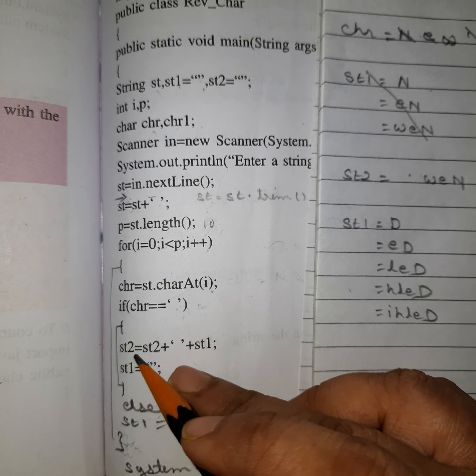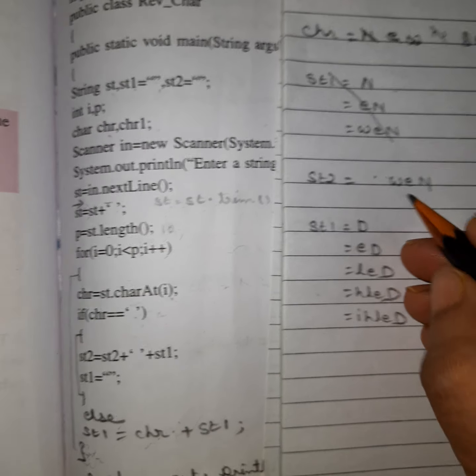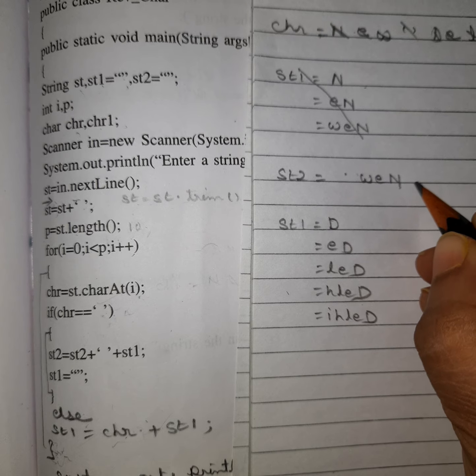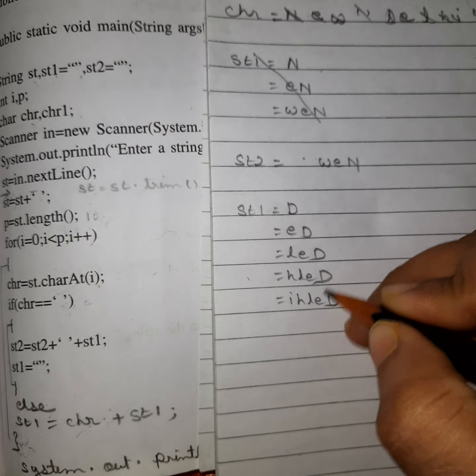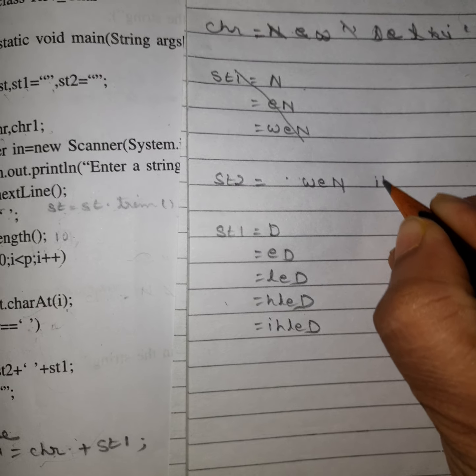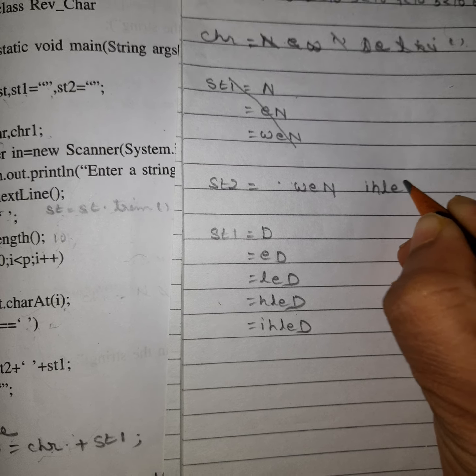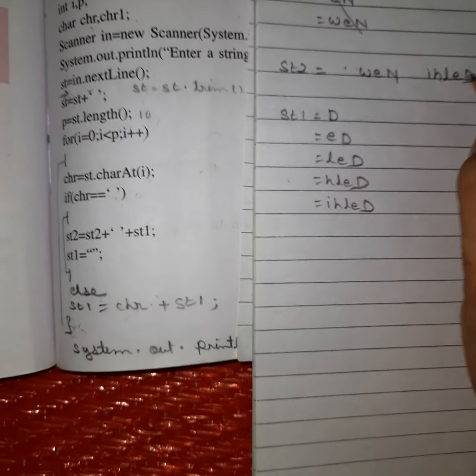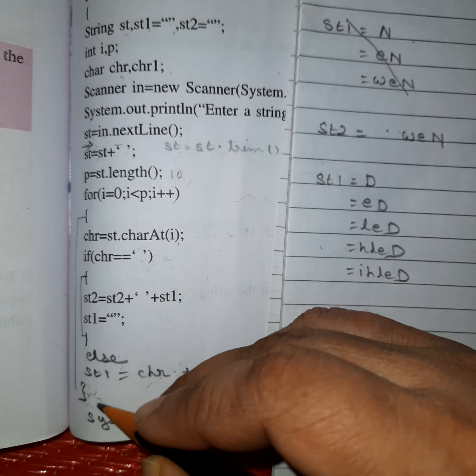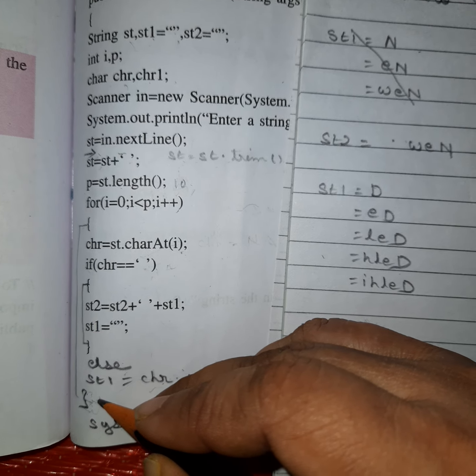So st2 is equal to st2, then a space, then st1. So st1 is I, H, L, E, D. You can see it has got reversed. Then it will come to this part. It will not go to the else part.